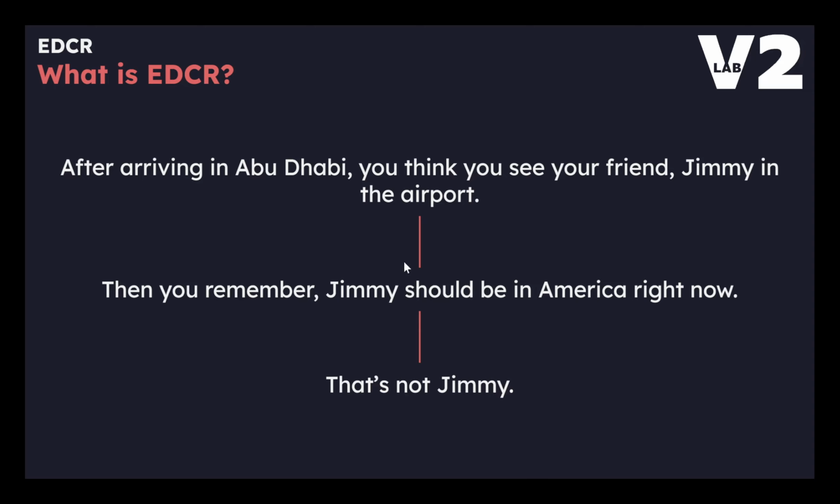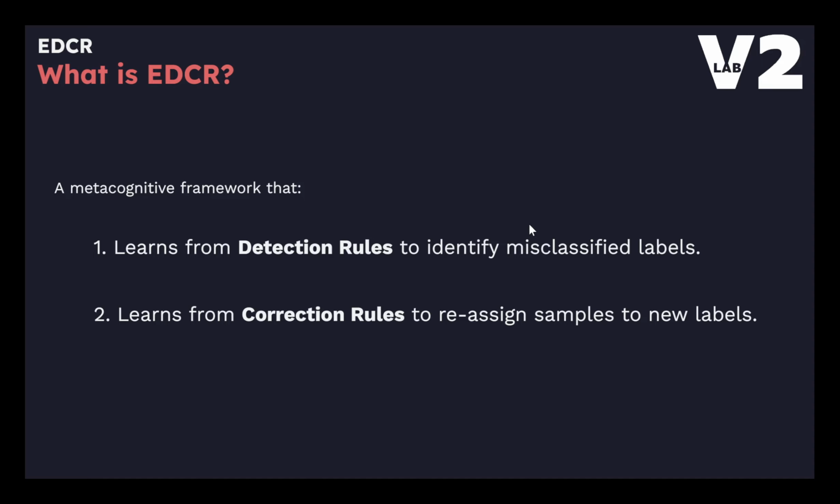And in our daily lives, we're constantly doing this to correct ourselves in tiny little ways. And that's what EDCR basically is. It's a metacognitive framework that learns from what we call detection rules to identify misclassified labels, and learns from what we call correction rules to reassign those misclassified labels to new ones.